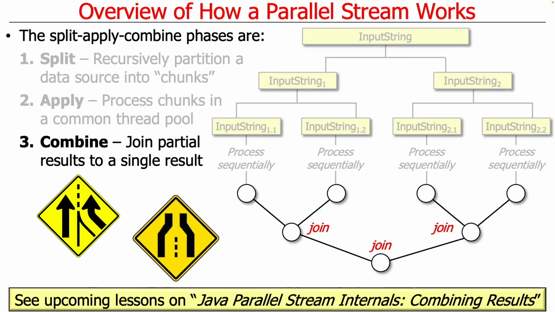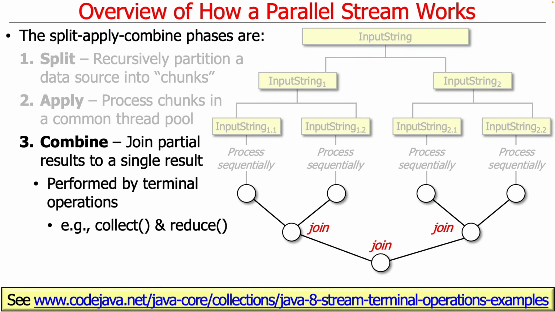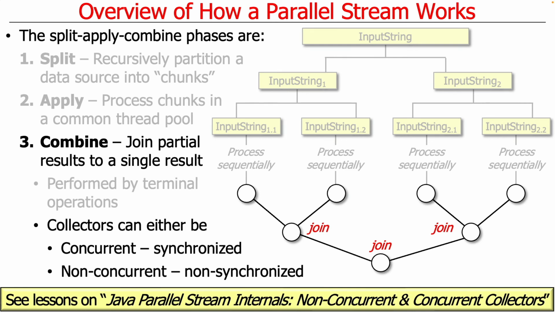And then the third and final phase is the combine phase, where we take the partial results that come from the application of the processing in the apply phase, and then we successively join things together until we end up with a final single so-called reduced result. So I always like to use this metaphor of merging lanes. The combine part is performed by terminal operations like collect and reduce. So we saw examples of those in recent lectures. Collect, typically creating collections. Reduce, typically creating primitive values with some slight variance under certain circumstances.